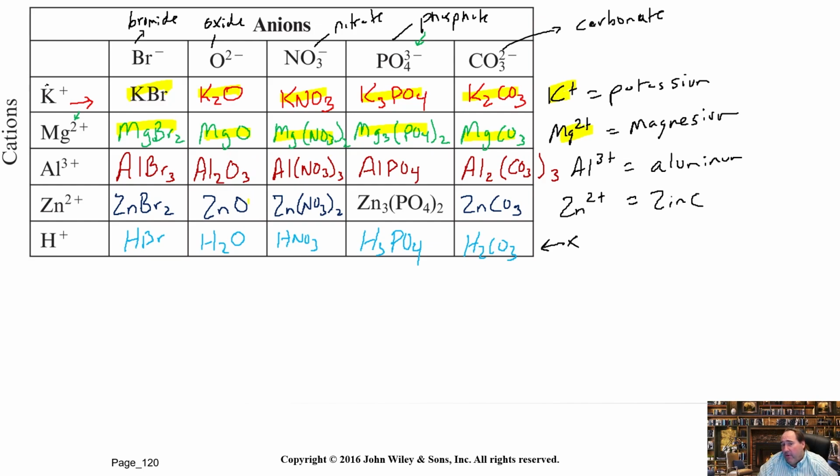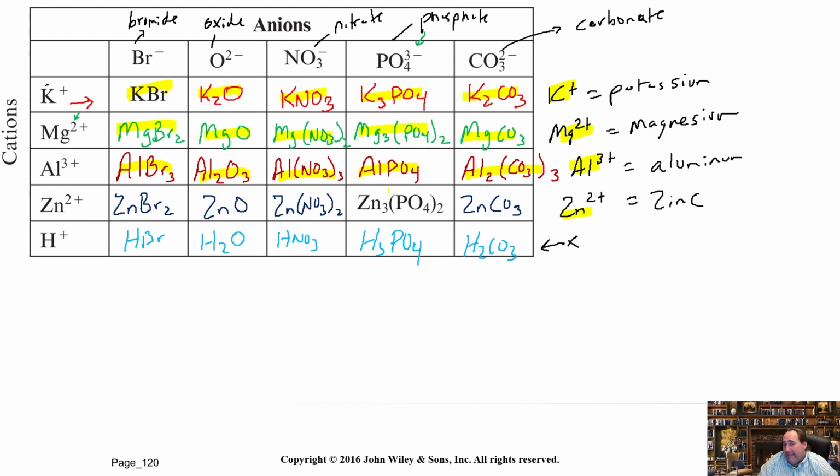Once again, no Roman numeral needed. For the polyatomic ions, whole name of the polyatomic ions. For the elements, IDE at the end of it. Coming to our next one, which is aluminum, also type 1, no Roman numeral needed. We are going to go with aluminum bromide, aluminum oxide, aluminum nitrate, aluminum phosphate, aluminum carbonate.